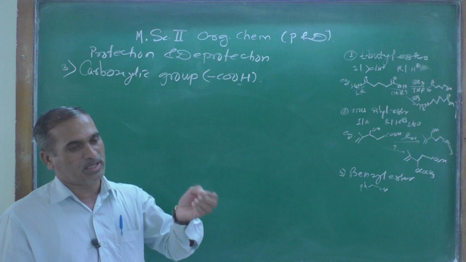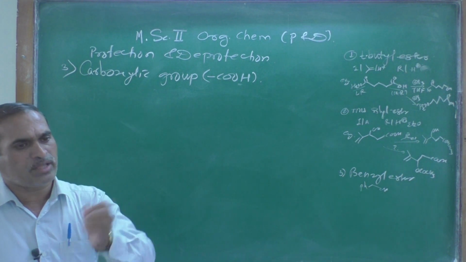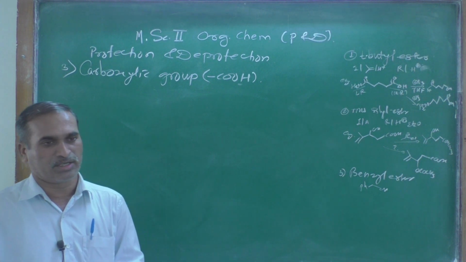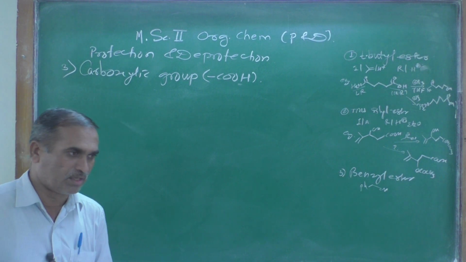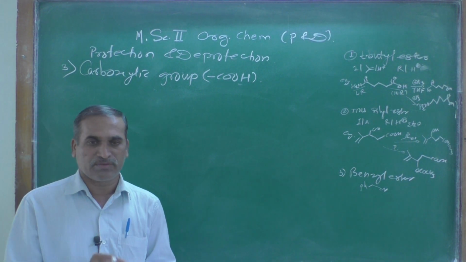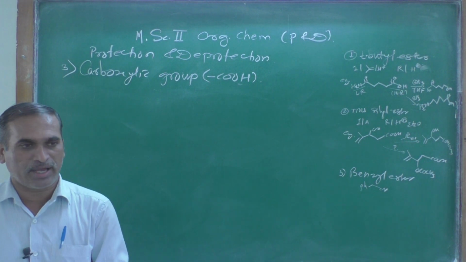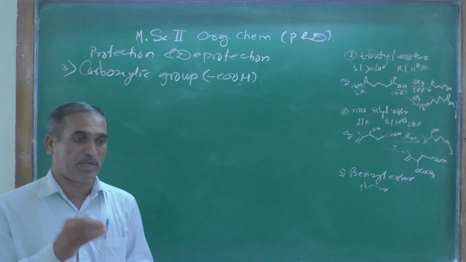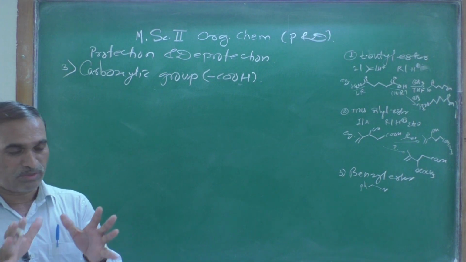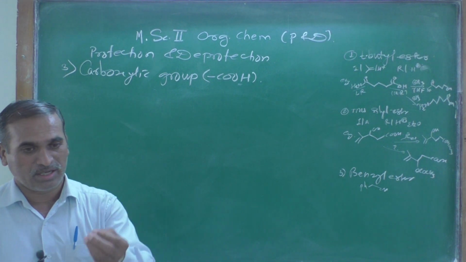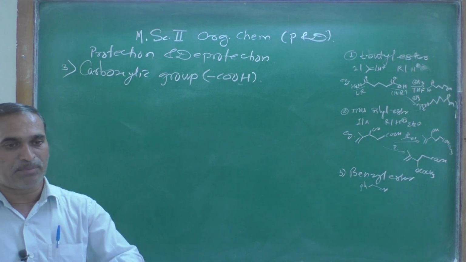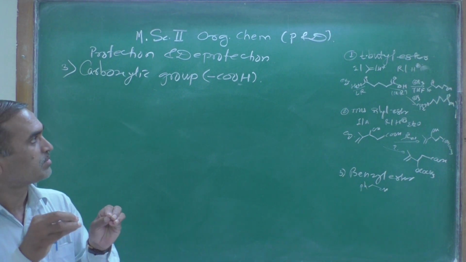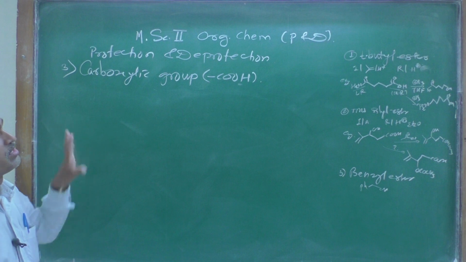The reagent should be introduced under mild conditions, it should be removed under mild conditions, and it should be stable in oxidizing, reducing, acidic or basic medium. These are some of the criteria for an ideal protecting group. So by keeping this in mind, we are going to discuss this.